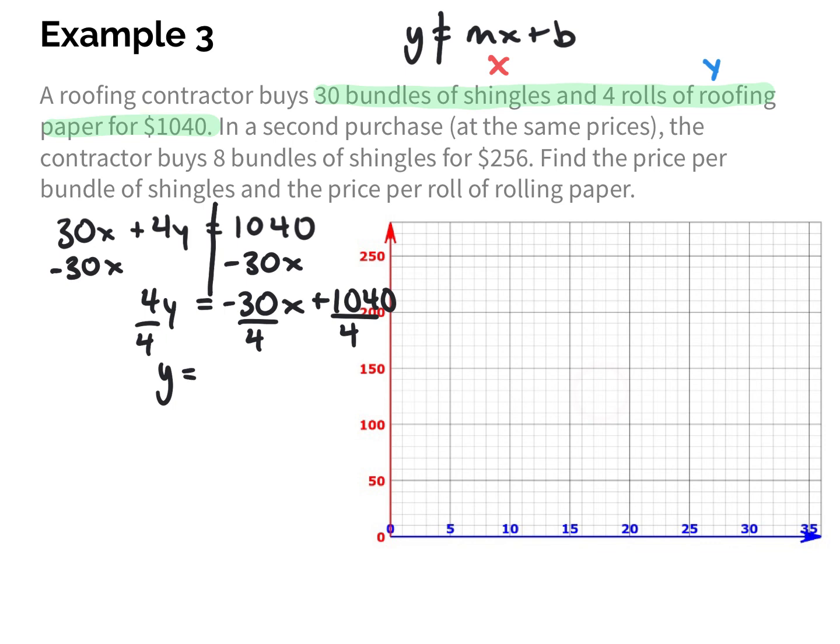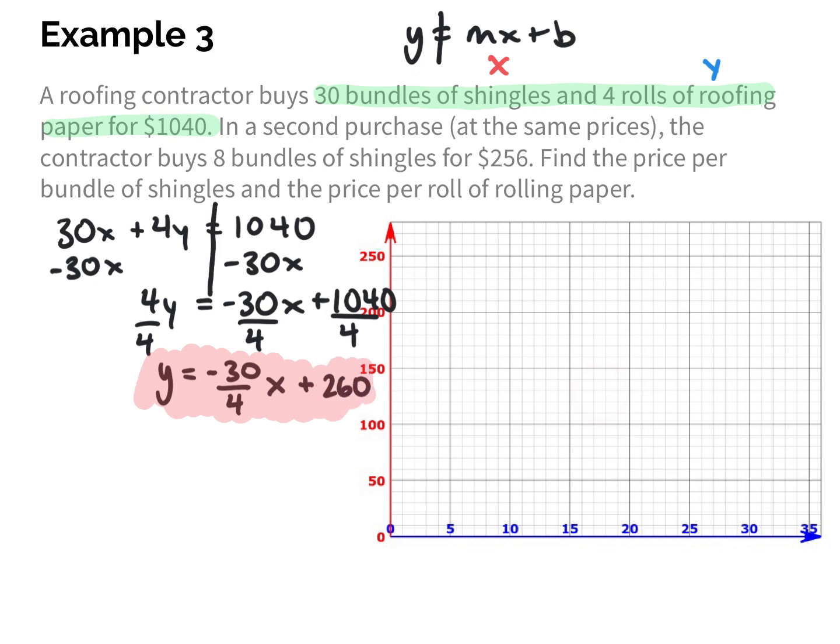So what I would get is y equals, now, negative 30 divided by 4 does not work out evenly. So here's what I'm going to do. Just for the sake of this problem, I'm going to leave it as negative 30 over 4x, and you'll see why. Now, 4 does go into 1,040, and it does so 260 times. So let me highlight this in red. This is going to be our first of our equations.